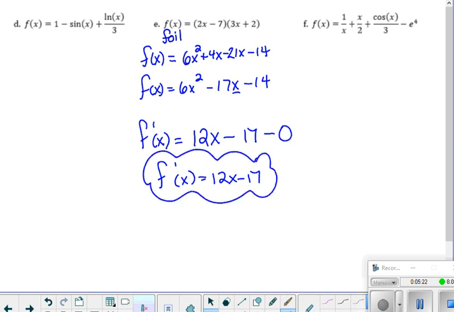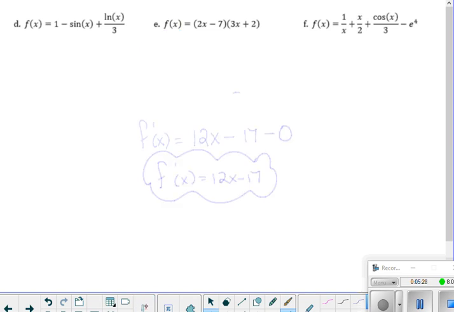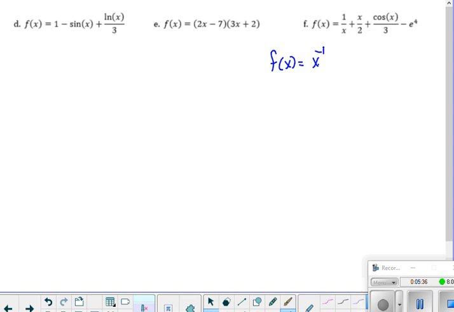Oh boy, F looks fantastic. That's what you were thinking, right? F for fantastic. Okay, let's erase this. And let's just restate some of this stuff. So I can make this an x to the negative 1 for the first term. Then I see it as a 1/2 x plus a 1/3 cosine of x minus e to the 4th. Interesting. This is a fantastic problem.